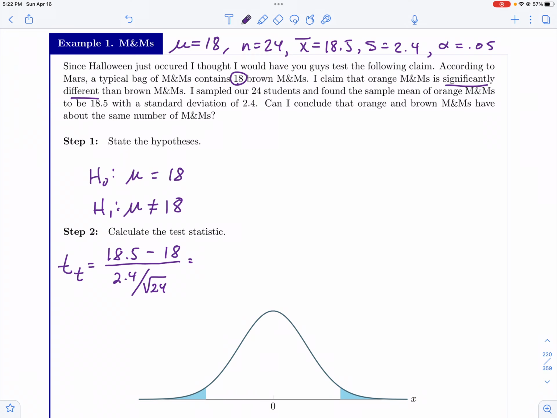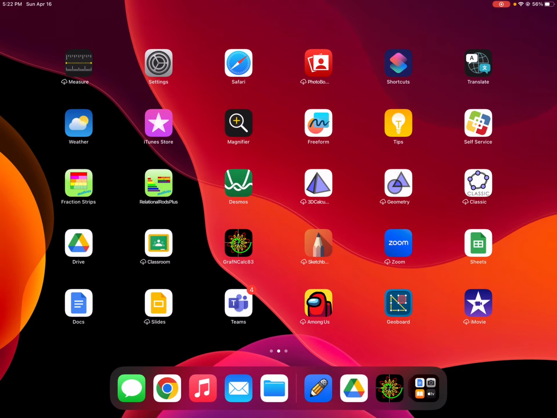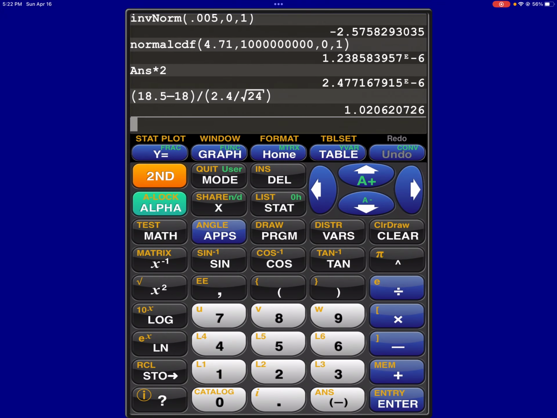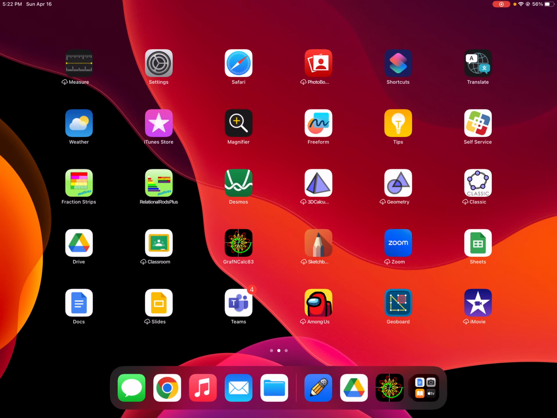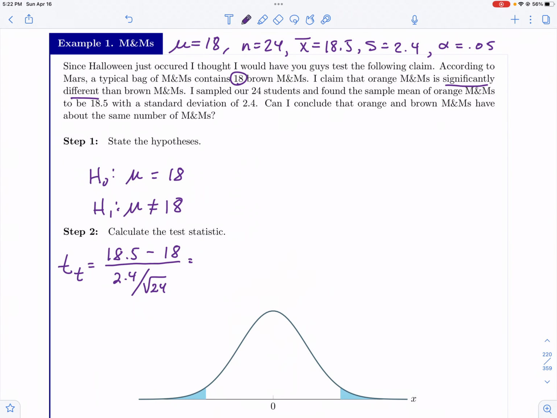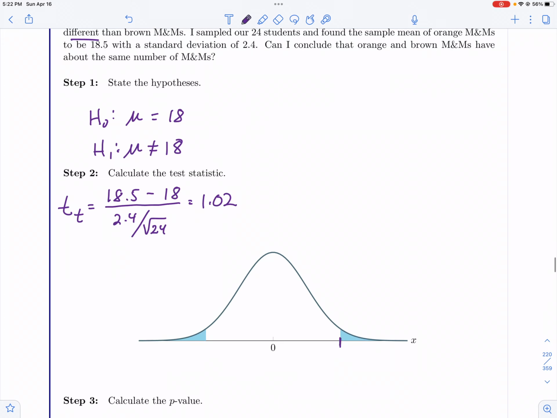All right, so I do have everything written down correctly. I just want to make sure I didn't make a mistake here. So it looks like our T sub t is going to be 1.02, our test statistic. So now we need to figure out our T comparison.